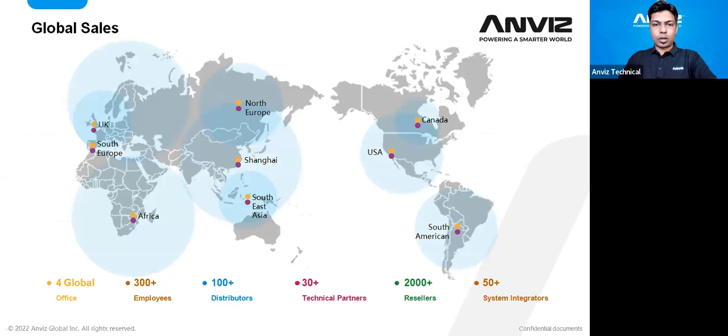Regarding our global presence across the globe, we have more than 4 offices and more than 300 employees working worldwide. There are 100 plus distributors providing services to the resellers and dealers, 30 plus technical partners working for us, 2000 plus resellers providing services to our end users and customers, and 50 plus system integrators working with us to integrate the solution with Anviz, as well as third-party solutions into which we have integrated our solution.